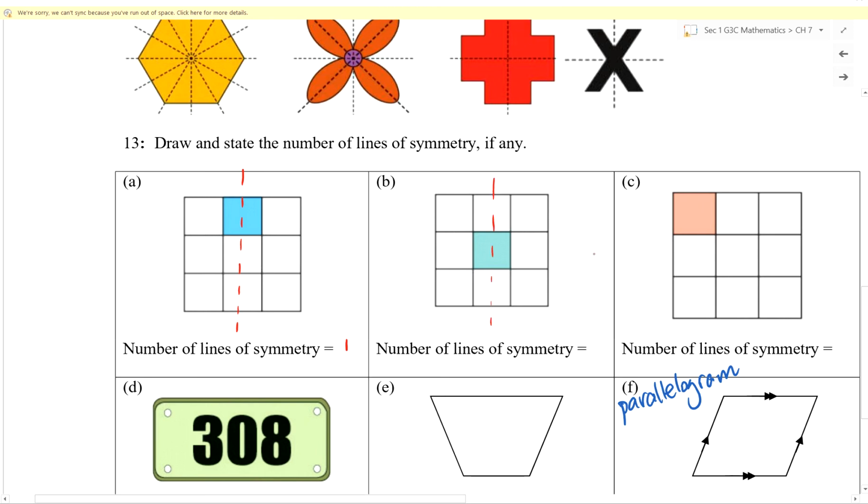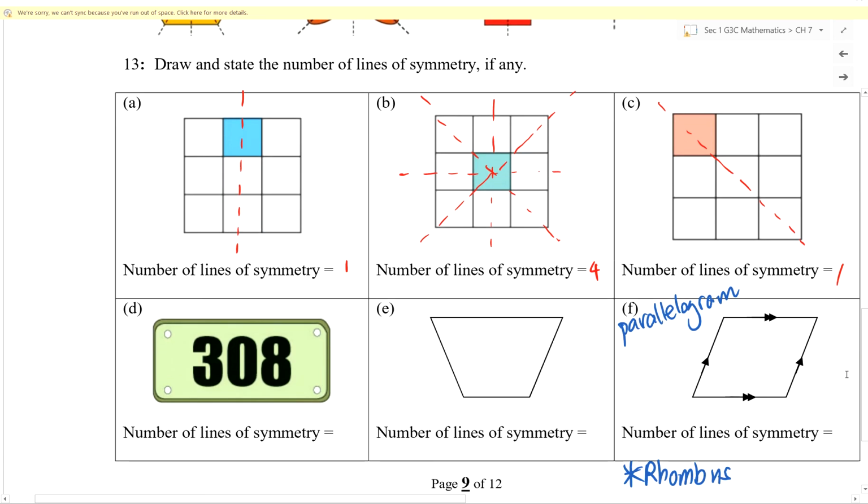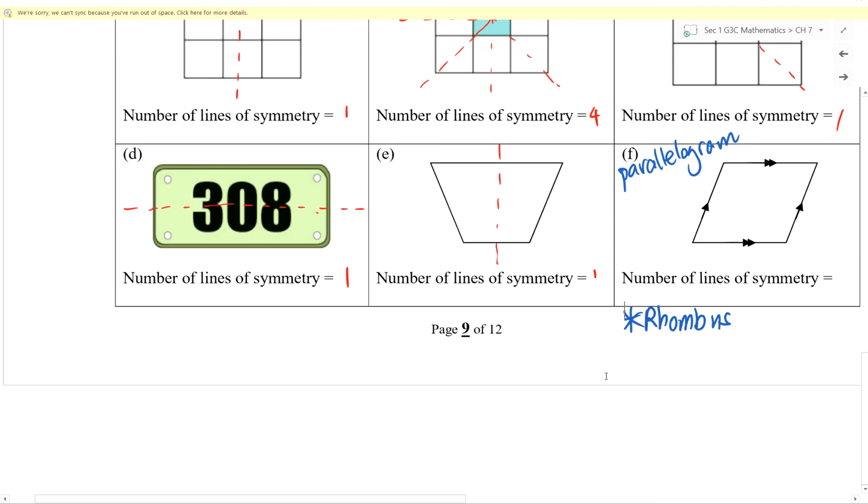These are the four lines of symmetry: 1, 2, and the diagonals, 3 and 4. Okay, part C only has one. Part D, only one. Part E, only one.